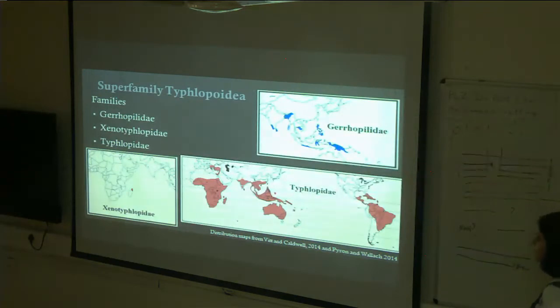And blindsnakes fall within the superfamily Typhlopoidea. This superfamily consists of 3 families. Gerrhopilidae, which is distributed in the southern Western Ghats, Sri Lanka, Northeast India, and some regions of Southeast Asia. They're mostly wet adapted snakes. Xenotyphlopidae, which is endemic to Madagascar, and Typhlopidae, which is the largest group of blindsnakes. They're distributed across most of the continents except Antarctica.